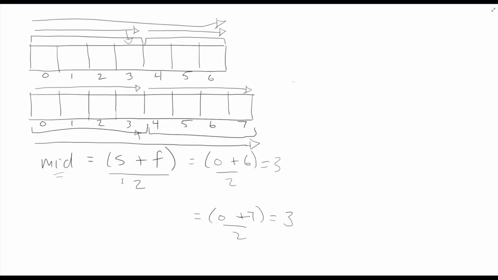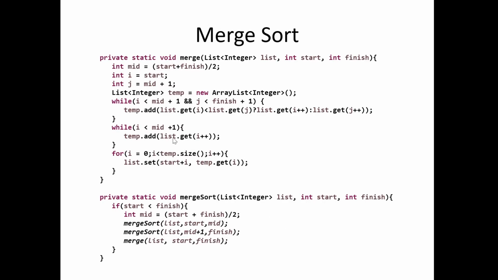So again, what we're saying here is when we say merge from start 0 to finish 7, we're assuming that we have two lists that are already sorted, one that goes from start to mid, the other from mid plus 1 to finish. And the purpose of the merge subroutine is to take them and return the list that's all in sorted order. So we're going to go ahead and take a look at that merge subroutine and see how it works.